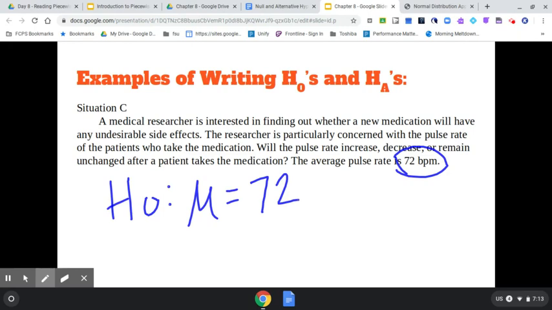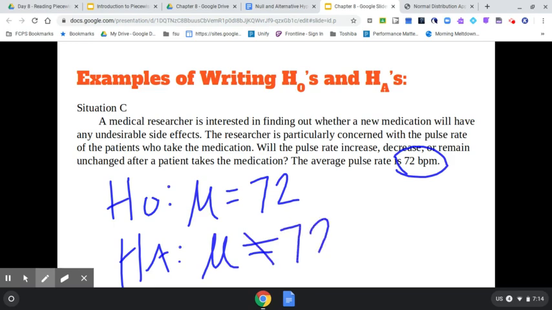If something is changing, in other words, a patient takes this medication and their pulse rate is changed, we have to determine, does the medical researcher think that it's increasing, decreasing, or maybe we're not sure how it's going to be affected, so it would just be not equal to. And that's the case for this one. The alternative hypothesis is just mu does not equal 72. There was nothing in there that said the medical researcher thought that the pulse rates would increase or that the pulse rates would decrease. They're questioning what's going to happen to those pulse rates.